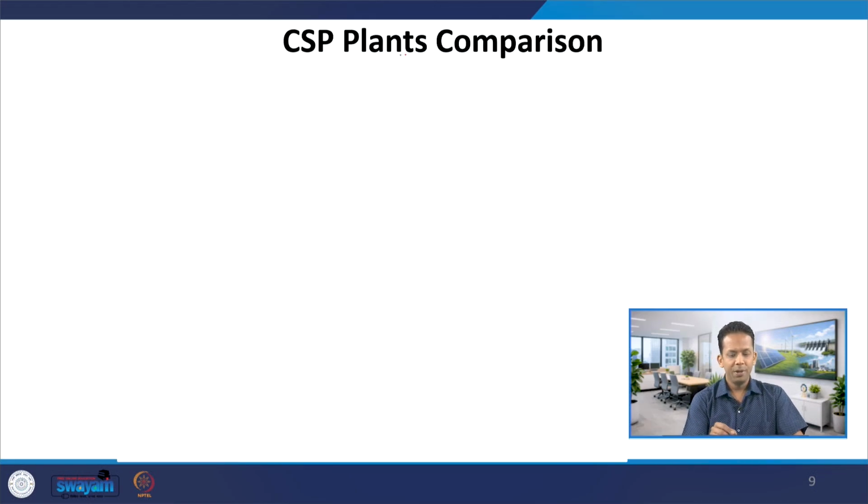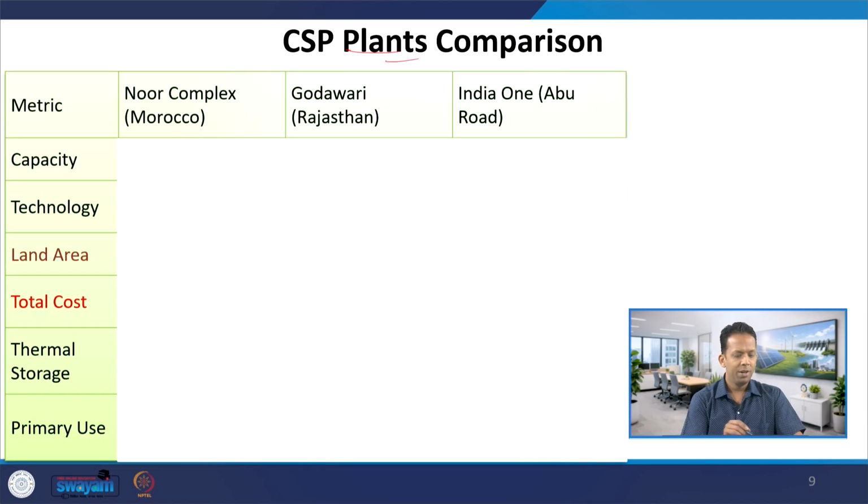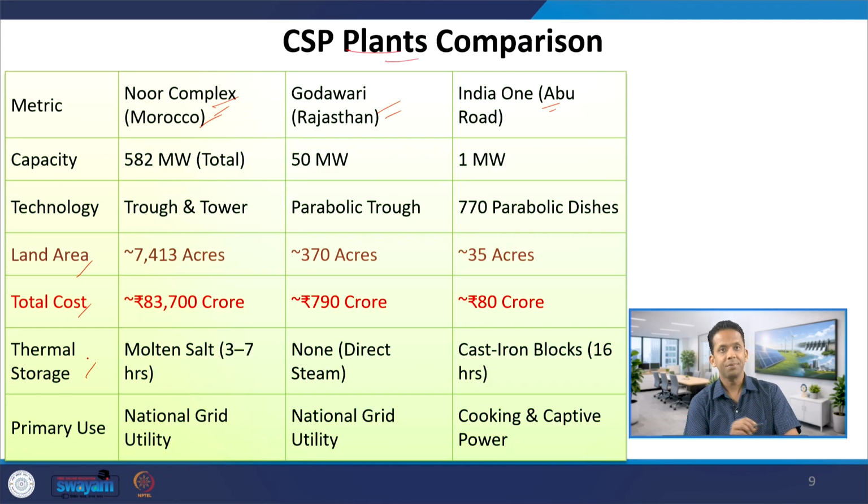Now if you have to compare the plants in the world and in India, we have taken here 3 plants. One is the Noor complex in Morocco, Godavari in Rajasthan, and another one is also in Rajasthan, the India One plant at Abu Road. So these 3 plants are of 3 different capacities and 3 different technologies. So let's see how they compare on the basis of land area, cost and thermal storage. Okay. So capacity for Morocco is 582, it's a huge plant.